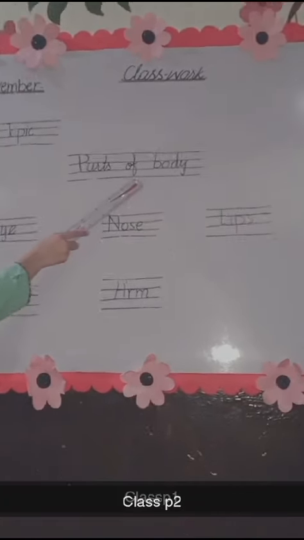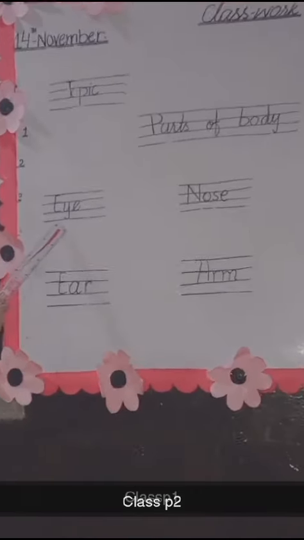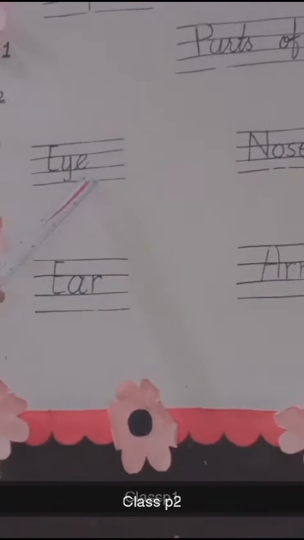Today our topic is parts of body. Parts of body. Our first part is eye. E-Y-E. Eye. E should be capital. Y and E are small letters.